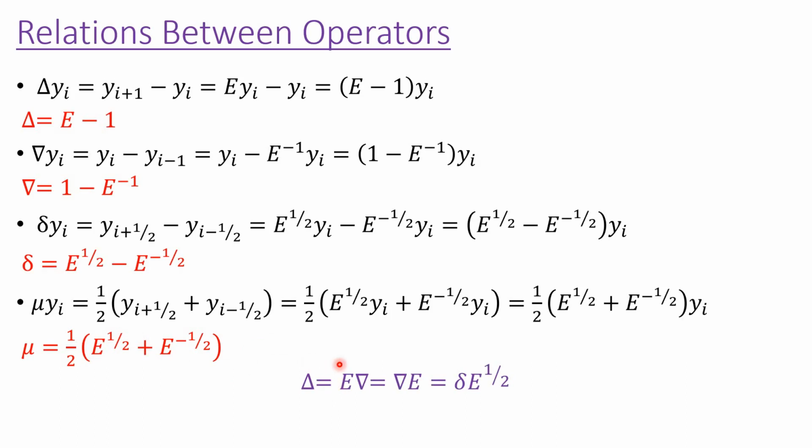And therefore we get here the forward difference operator del is equal to the shift operator E operating on the backward difference operator del, which we can verify easily, and we can change this order. The backward difference operator del operates on E, which is delta, that is the central difference operator, times E raised to 1 by 2. So these are the relations between these operators.